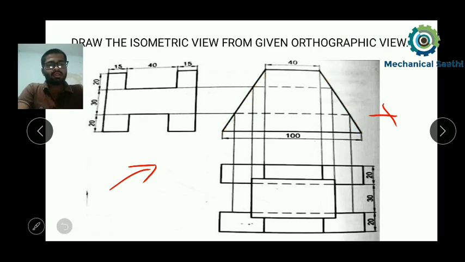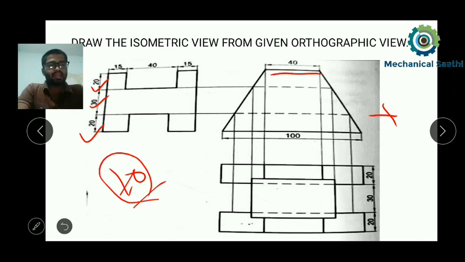So the height we can find out from the side view, because the height is not given in the front view. So if we calculate 20 and 30 and 20, it is again 70. So the height of the drawing is given again as 70. So at 70 mm height we need to draw a 40 mm line, and again you need to connect this one and this one. So in the front view we need to draw this figure.